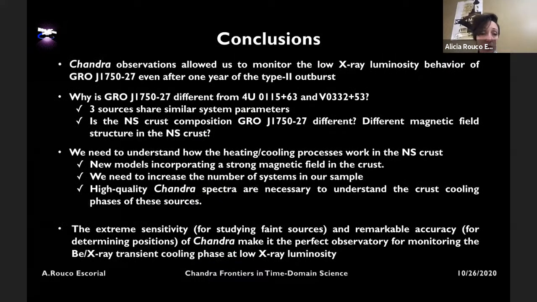So here I leave my conclusions. Thanks to the Chandra observations, we found out that the behavior of 1750 at low X-ray luminosity state is different from the other two sources that show cooling emission. And for understanding better the heating and cooling processes of such high magnetic field sources, we need to expand the number of sources since we only have three.